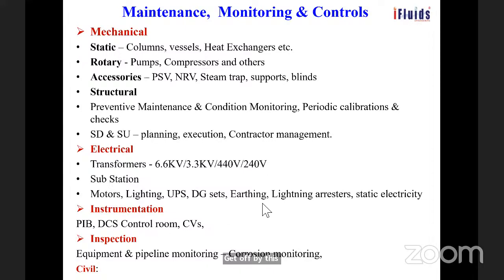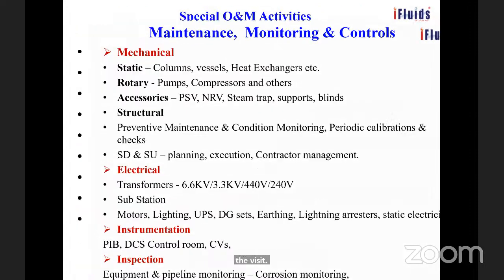a control room, control valves, everything inside the unit, as well as the DCS control room, is taken care of by this one. Whatever preventive maintenance and condition monitoring is taking place, same thing goes for instrumentation and electrical also. And inspection, they check all the pipelines and columns, vessels and all periodically and find out and give reports. And even during shutdown also, they enter the vessel and check each and everything. So this is about that.